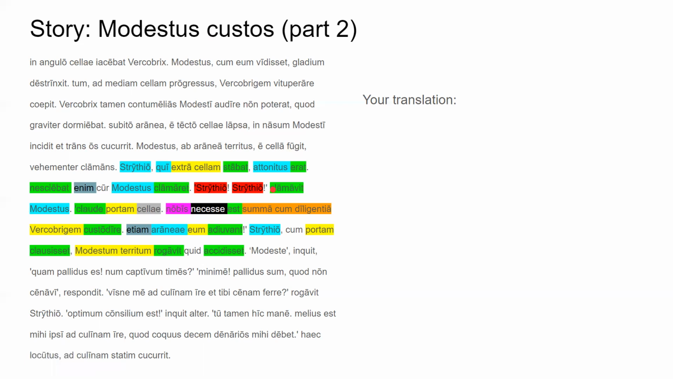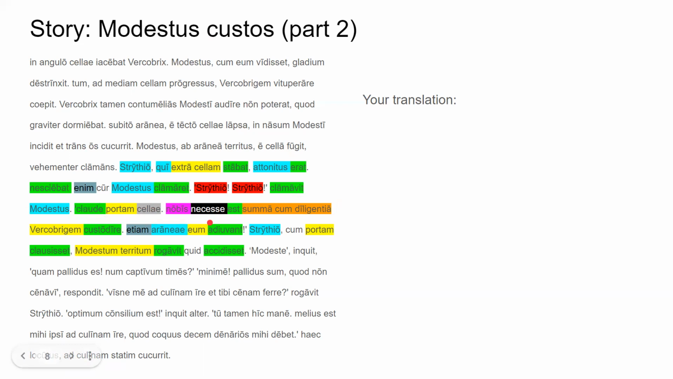Strithio, Strithio, clamavit. Strithio, Strithio, he exclaimed. That's a direct question or direct statement. Modestus is the subject of clamavit. I sort of cut it off there unnecessarily. Claude portam cellae. So close the door of the cell. That's still a direct command that he's giving, and claude is an imperative.